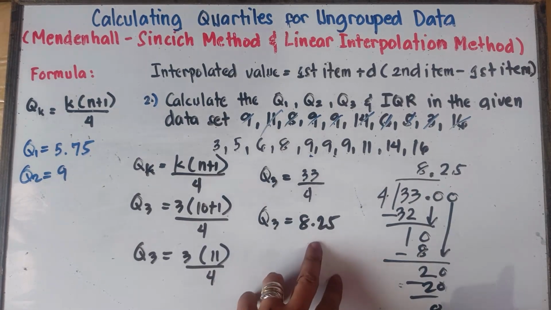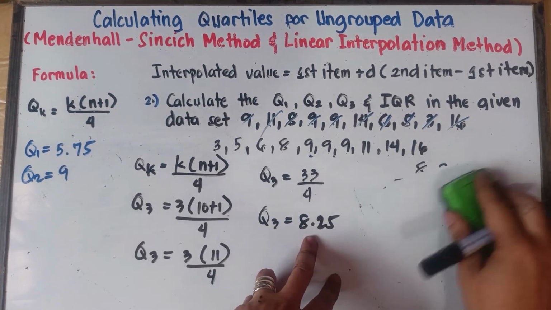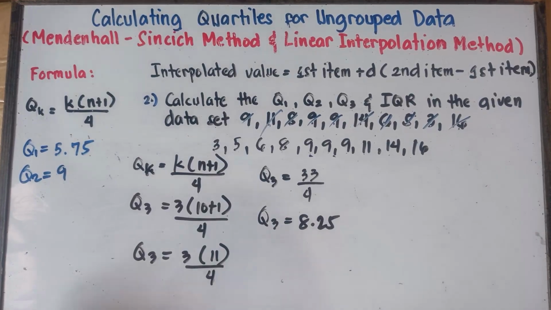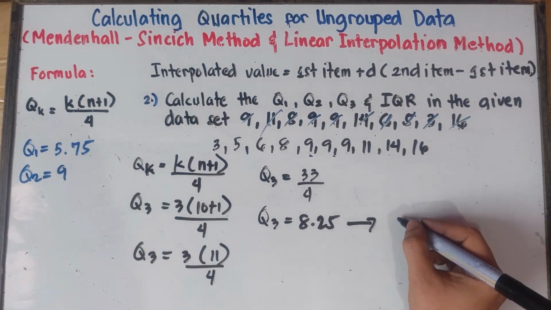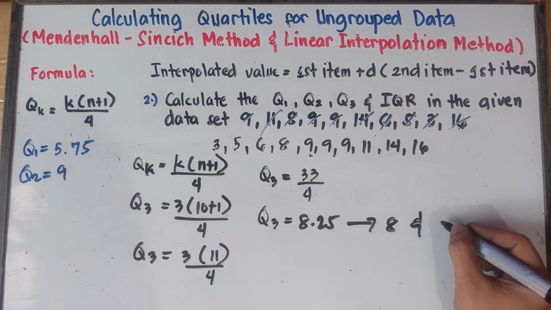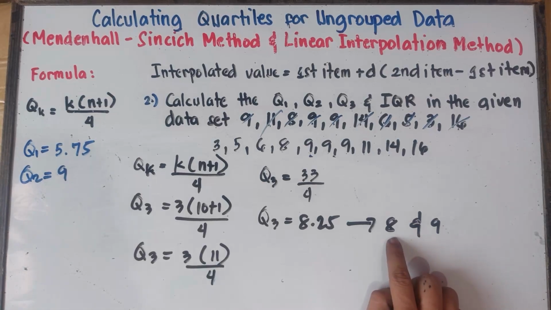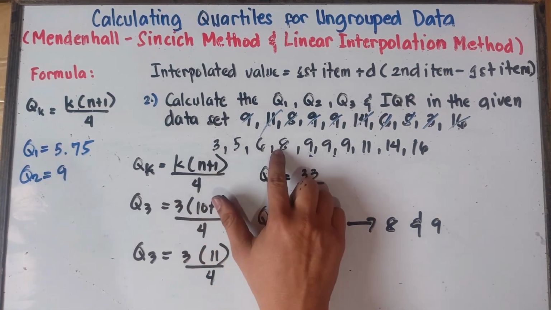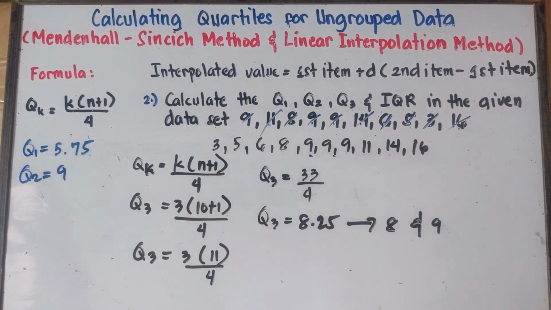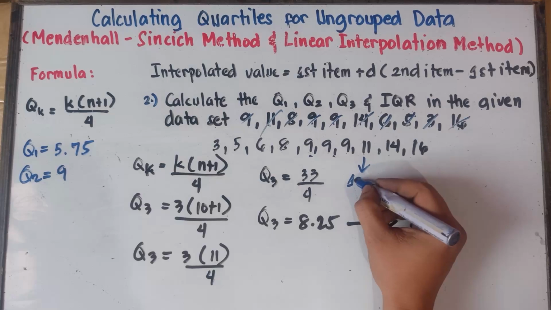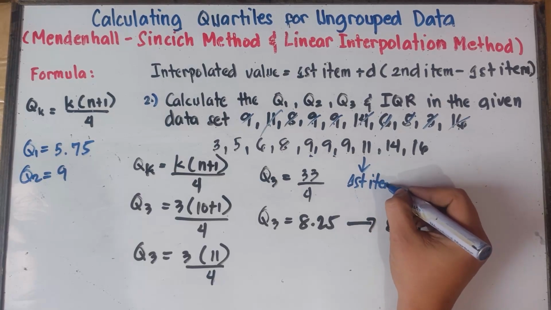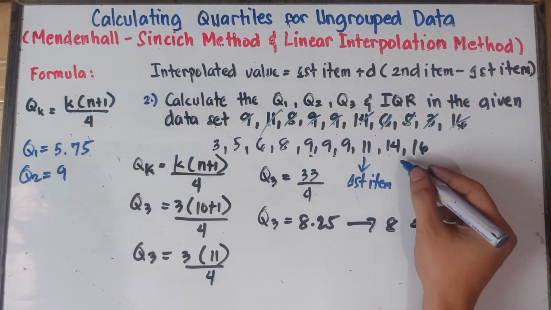8.25. So 0.25, 8.25, that would be in between 8 and 9. So the 8th position and then the 9th position. Alright, so our 8th position, that would be our first item. So 1, 2, 3, 4, 5, 6, 7, 8. So this will be our first item. Easy as that, class. And then our 9th position, that would be our second item.